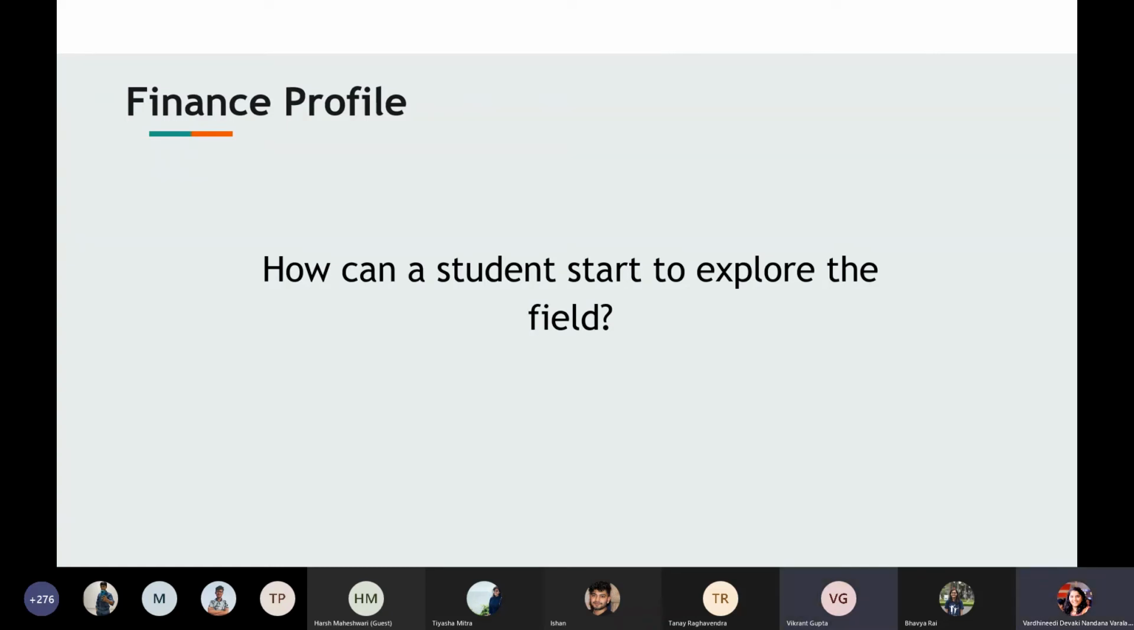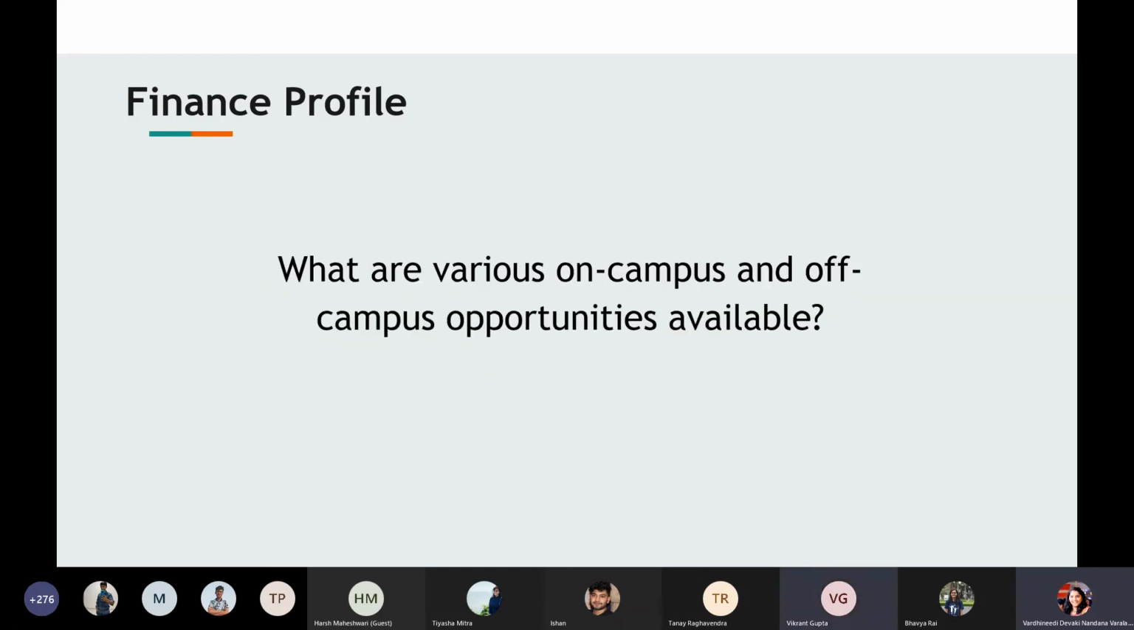That is really well detailed, and especially when you told about CFA level 1, I think it's really good insight given. So moving to the next question, what are the various on-campus and off-campus opportunities available in this field? Yeah.